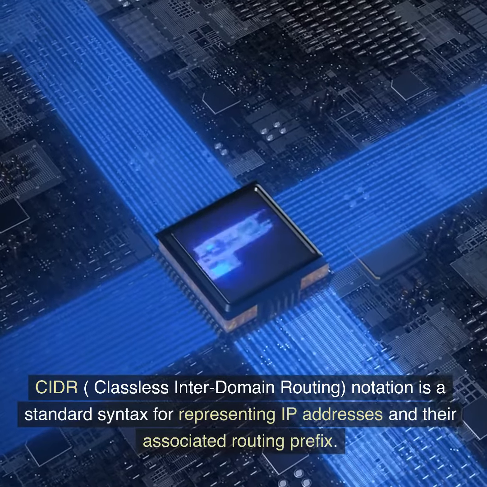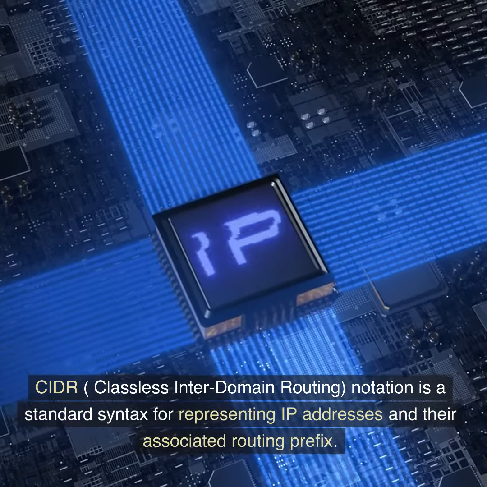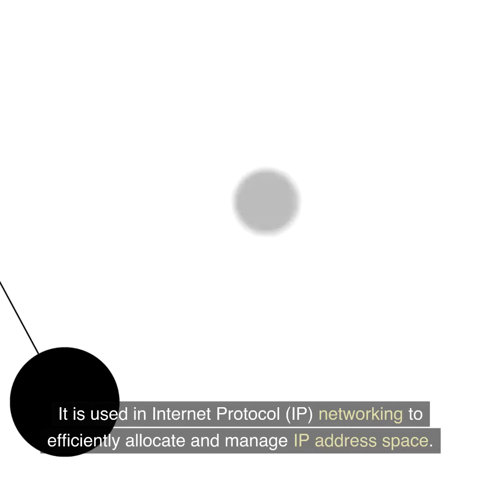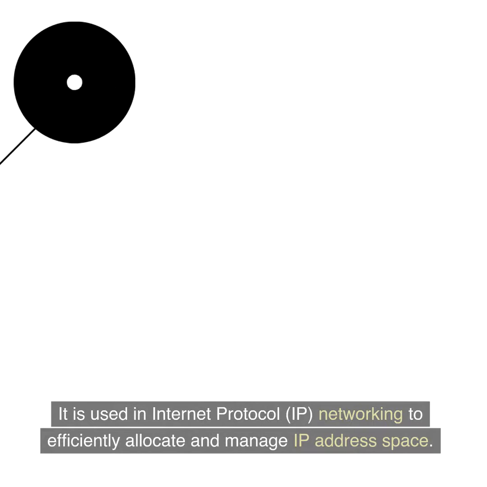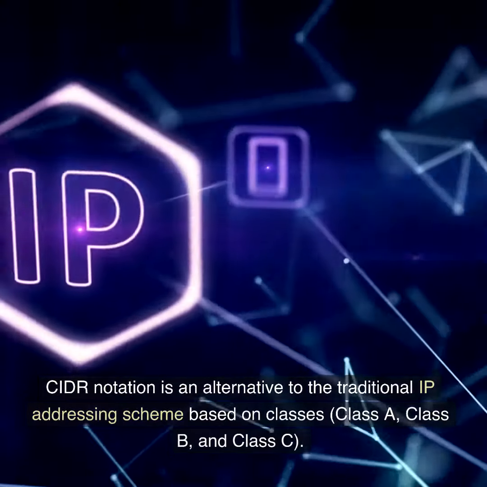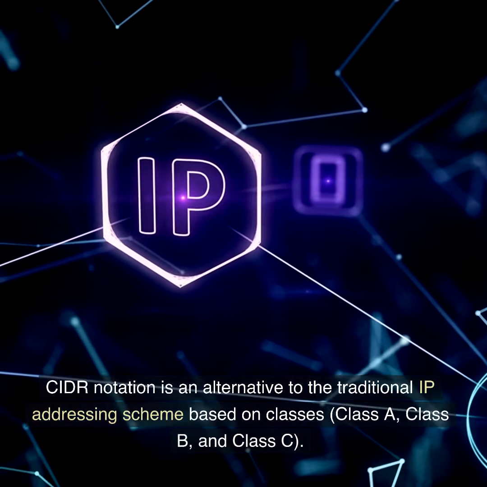CIDR, Classless Inter-Domain Routing, notation is a standard syntax for representing IP addresses and their associated routing prefix. It is used in Internet Protocol, IP, networking to efficiently allocate and manage IP address space. CIDR notation is an alternative to the traditional IP addressing scheme based on classes: class A, class B, and class C.